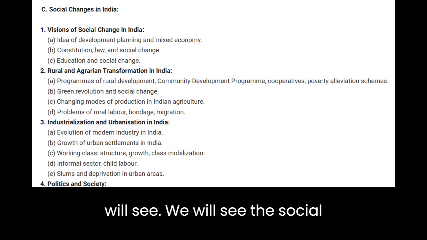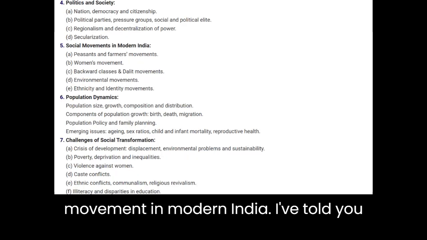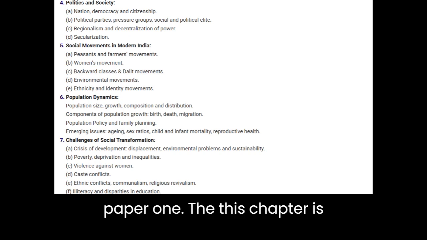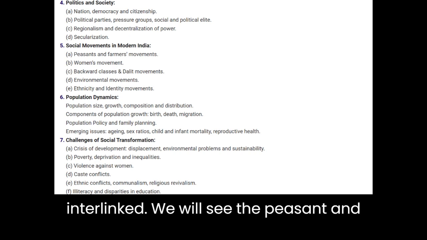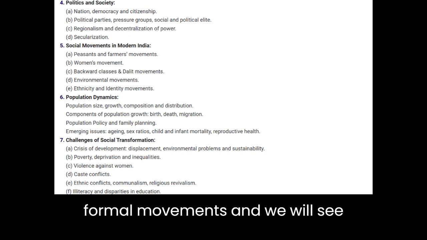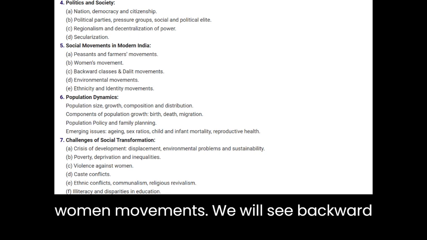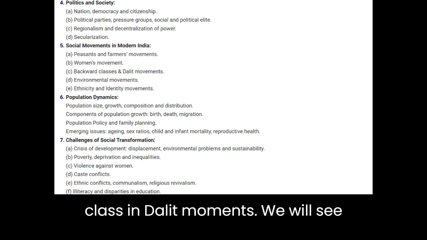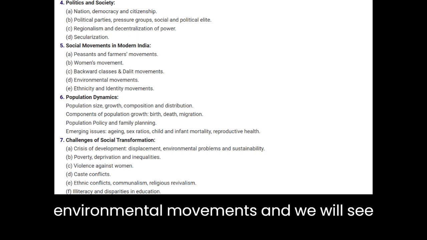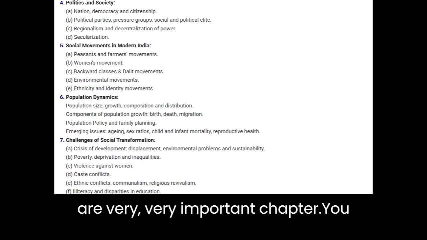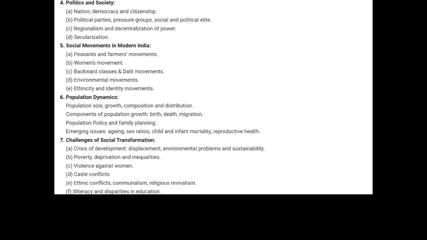Politics and society: we will see the social movements in modern India. I have told you that the social movement from paper 1, this chapter is interlinked. We will see the peasant and farmer movements, women's movements, backward class and Dalit movements, environmental movements, and ethnicity and identity movements. It's a very, very important chapter.